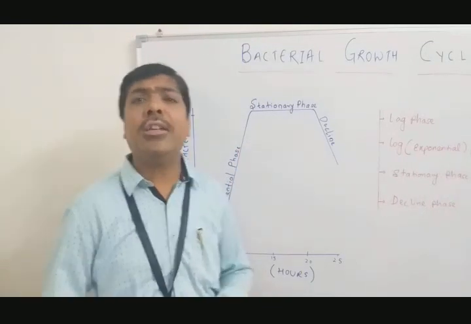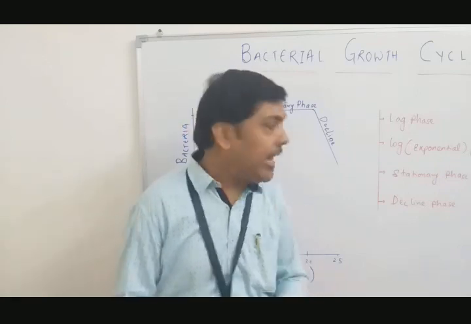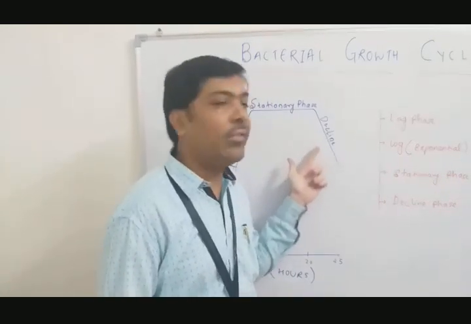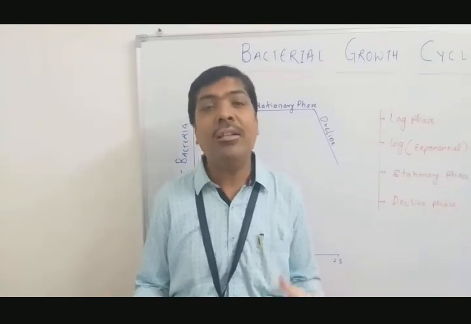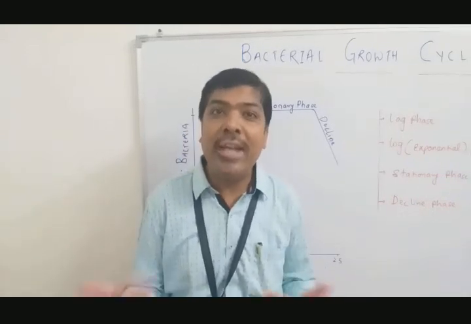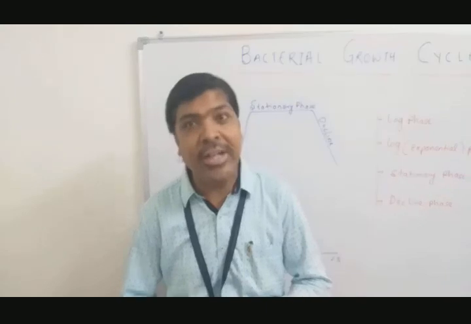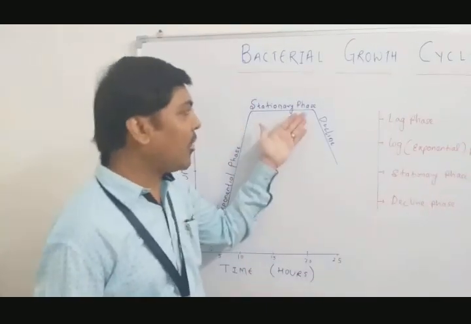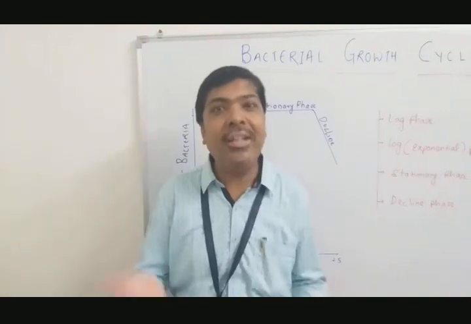Now, once the stationary phase is over, then the bacterial growth curve indicates the formation of the decline phase. Now, what happens in the decline phase? When the concentration of the toxic element is very high, and when the death supersedes the growth of the bacteria, then definitely it is observed that the number of bacteria is declining, the growth is less, and the death is more.